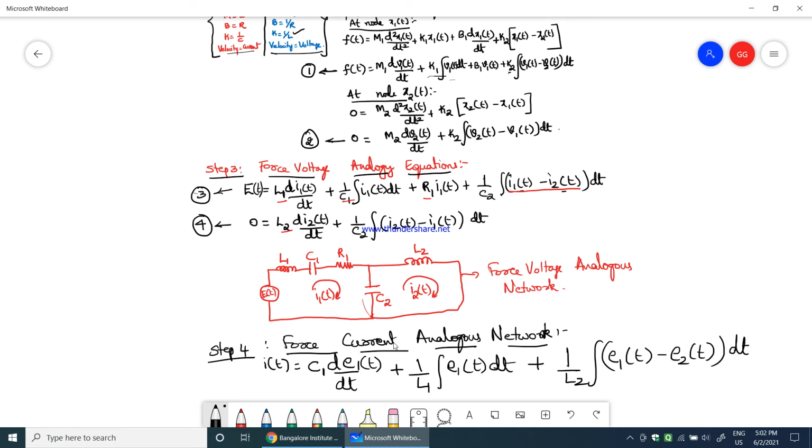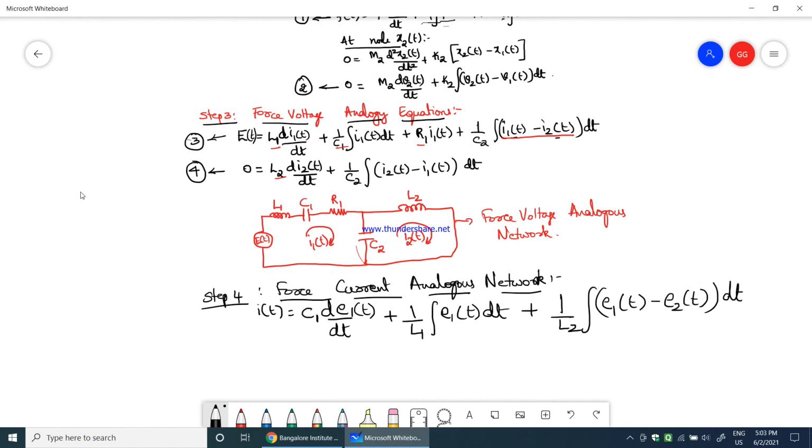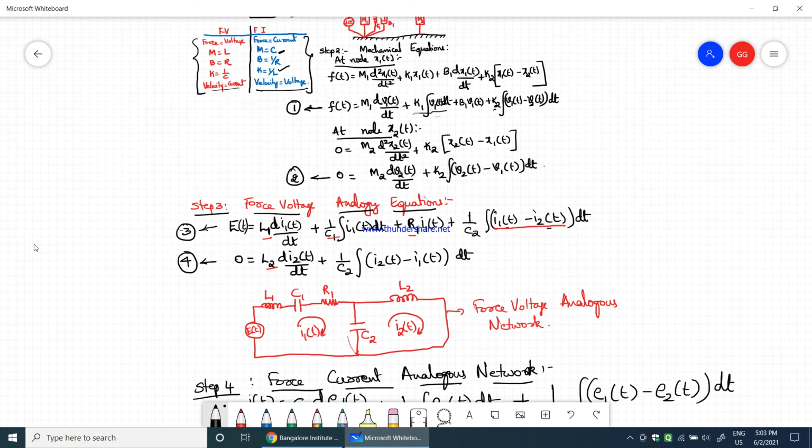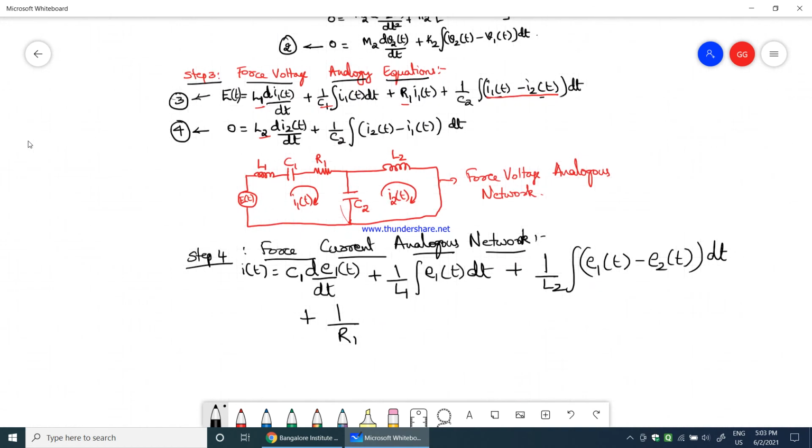I have left this B1. So what is B? B equals 1 over R. Therefore plus 1 over R1, so B1 into V1 of t, and what is V? E1 of t. So into E1 of t. Therefore this would be equation 5. I will take this as 5.